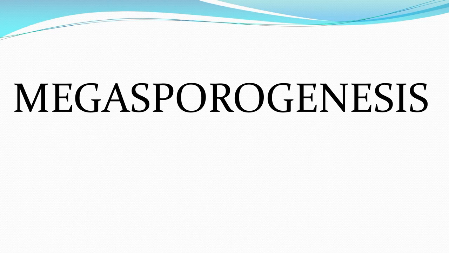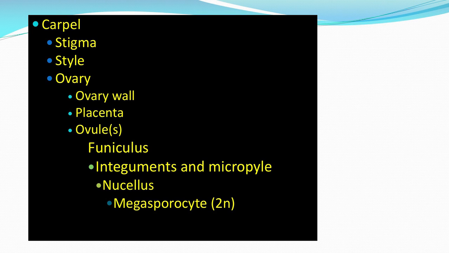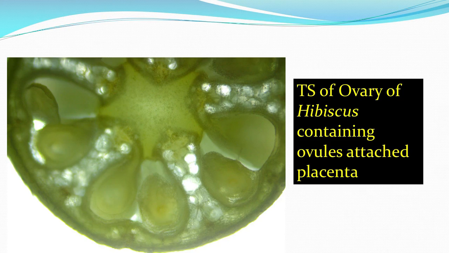Then megasporogenesis, that is formation of megaspore. Already we have discussed the ovary. You see the structures. Carpel consists of stigma, style, ovary. Ovary is the bulbous structure. It has a wall and it has placenta in the center. To the placenta ovules are attached by means of funiculus, and each ovule is surrounded by integuments, and one opening is left at the apex, that is your micropyle, and in the center there is a megasporocyte, that is megaspore mother cell.